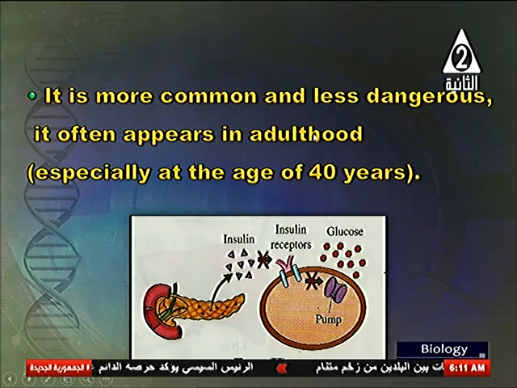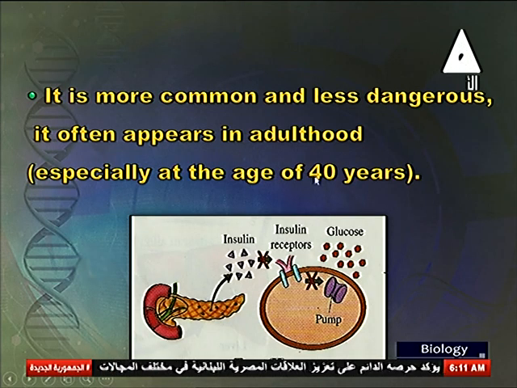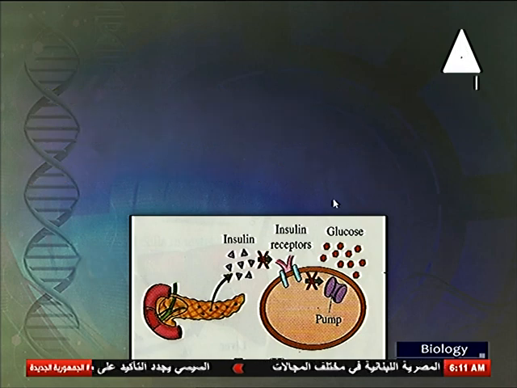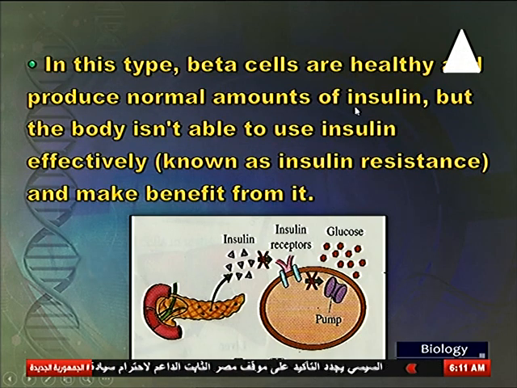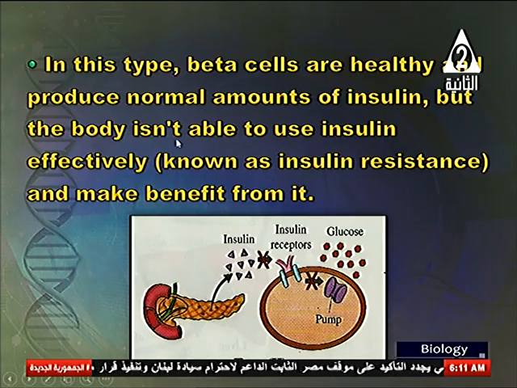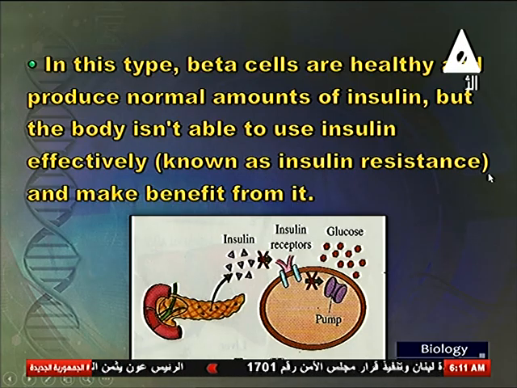It often appears in adulthood, especially at the age of 40 years, due to life style. In this type, beta cells are healthy and produce a normal amount of insulin, but the body isn't able to use insulin effectively, known as insulin resistance, مقاومة الأنسولين, and make benefit from it. Okay?